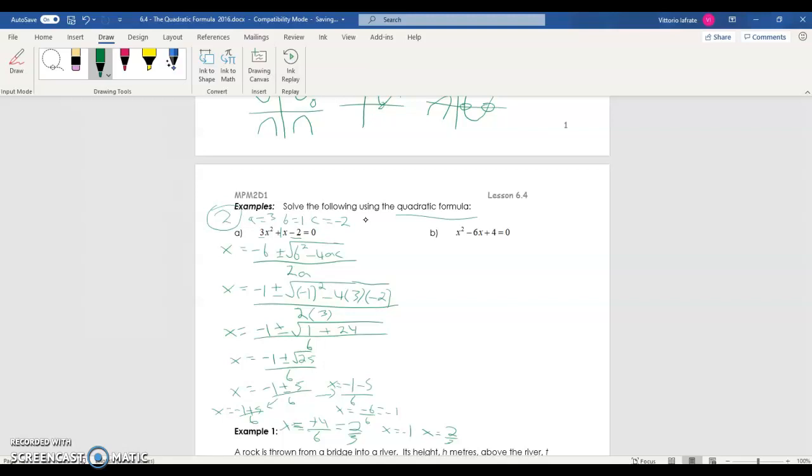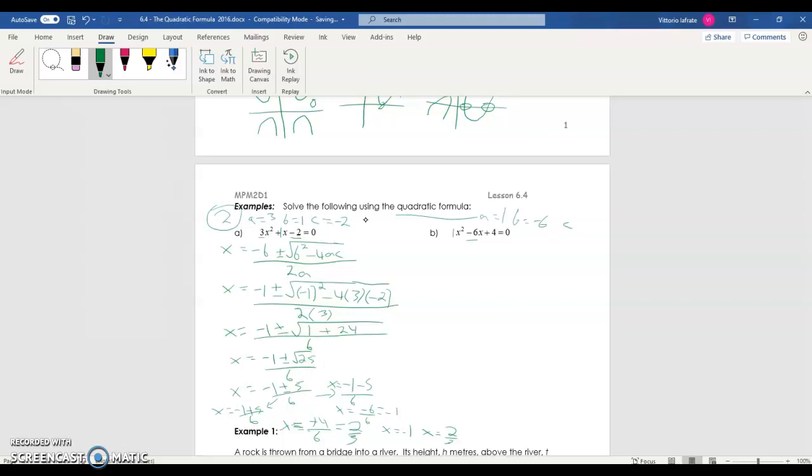So we're going to try another example together. We're going to try this example here where things may not look as neat and clean, but we'll try it out. So again, same idea, find your a, b, and c values. So your a is 1 in this case. Your b is -6.